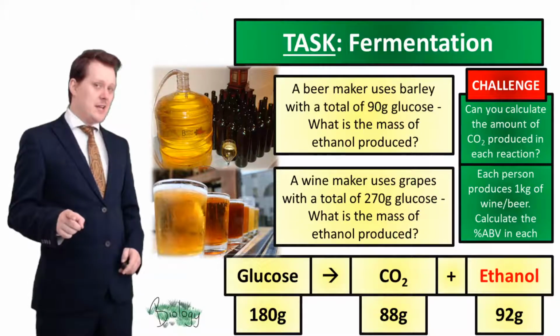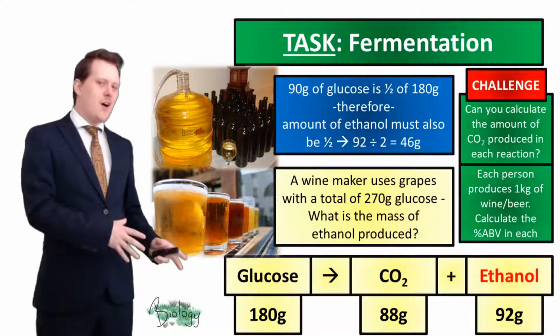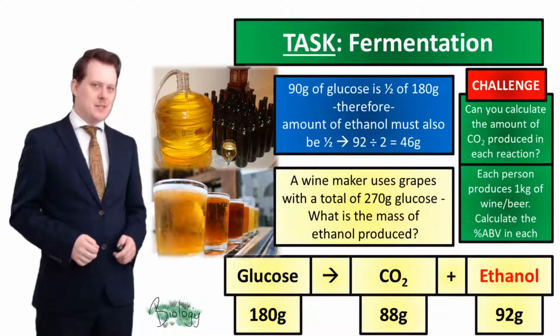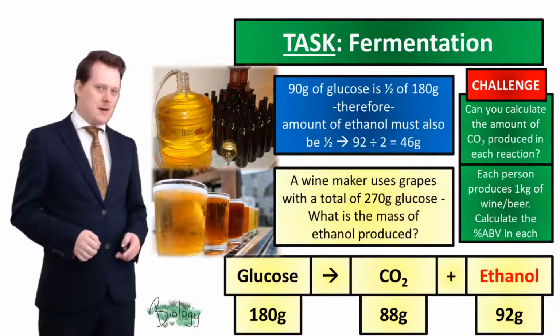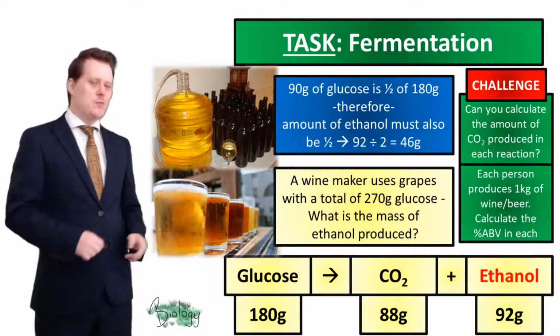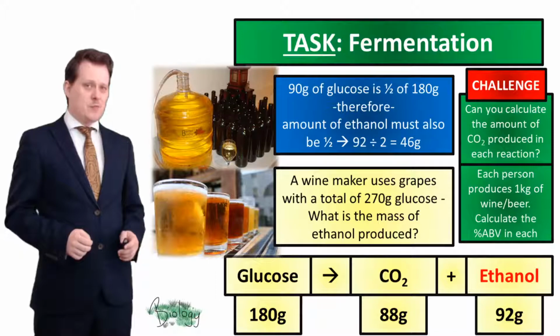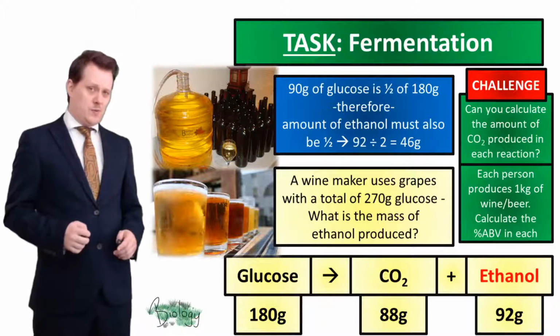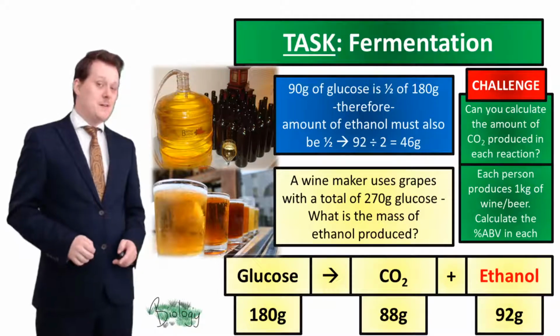Have you finished your calculations? If we have 90 grams of glucose, that is half of our 180 grams. Therefore, the amount of ethanol must also be half. If 180 grams of glucose produces 92 grams of ethanol, then 90 grams of glucose is going to produce half of 92. 92 divided by 2 is 46 grams of ethanol.